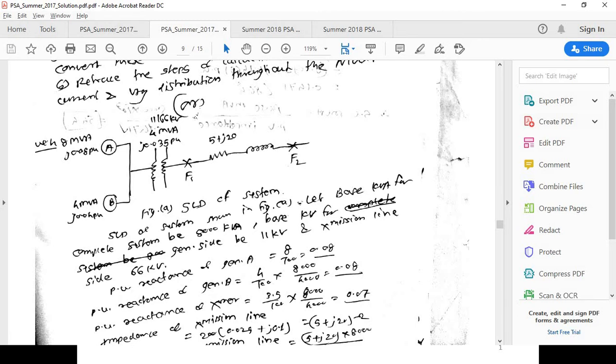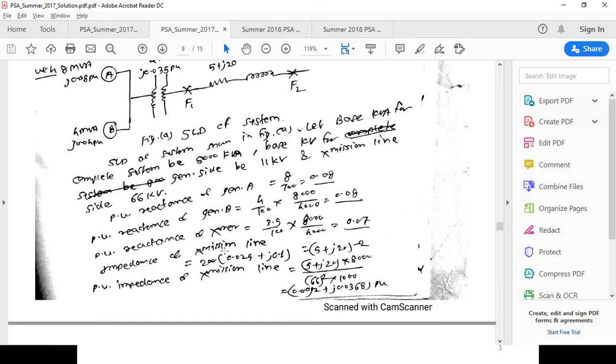Now the impedance of the transmission line, this is per kilometer impedance. Since the length of the transmission line is 200, the total impedance of the transmission line is 200 into 0.025 plus j0.1, that is 5 plus j20 ohm. Now the per unit impedance of the transmission line is equal to 5 plus j20 into the base value of power 8000 upon kV square, that is 66 square into 1000, because we have to convert this value into the MVA power value.